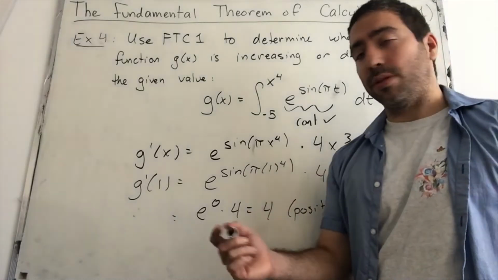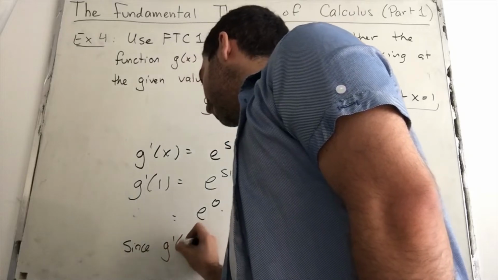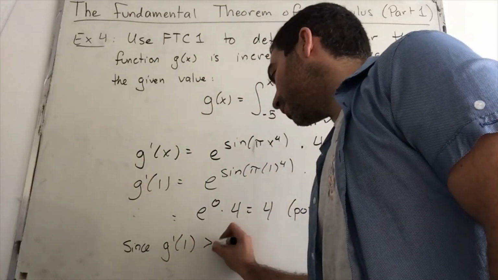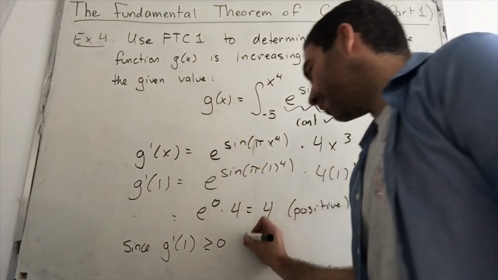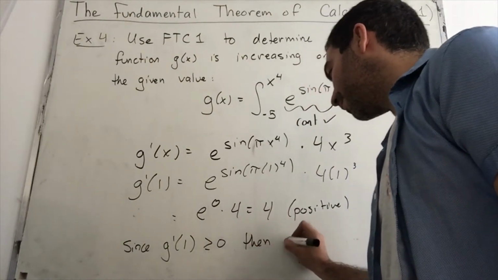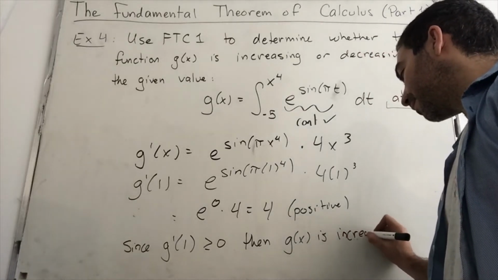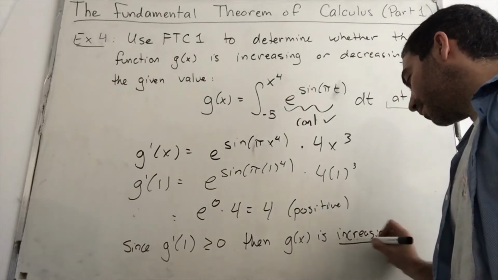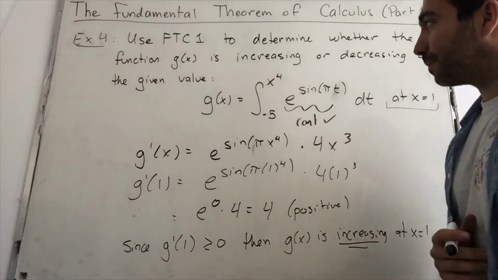So what could we conclude? Since g prime of 1 is positive, so it's greater than 0, then the function, the original function, is increasing at x equals 1.